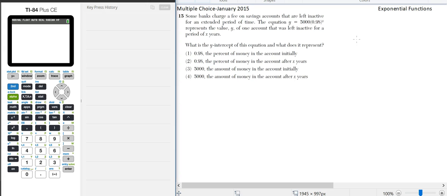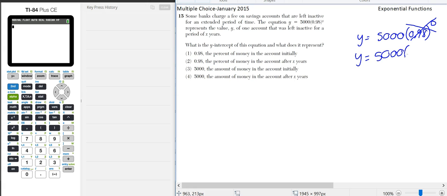So we know that in order to find the y-intercept of any function, we're going to set x equal to 0. So we have y is equal to 5,000 times 0.98 to the x, and we're setting x equal to 0. Then the 0.98 to the 0 becomes 1. So we have y is equal to 5,000 times 1, and y is equal to 5,000.